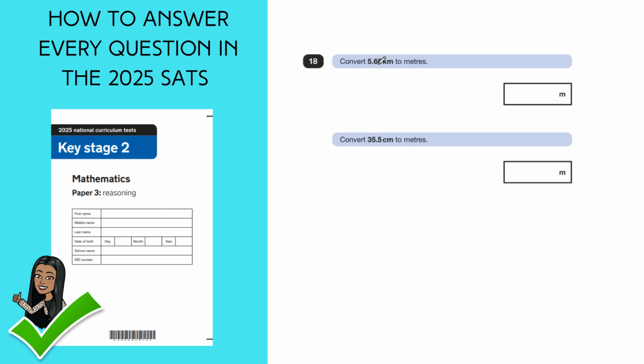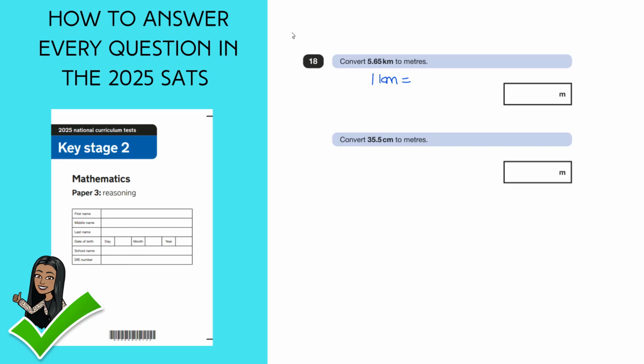Convert 5.65 kilometres to metres, and then convert 35.5 centimetres to metres. Both are converting to metres. One's going from kilometres, one is going to metres. Now what I often recommend, if we're doing any kind of conversions, to avoid confusion, is to write what 1 kilometre is worth in metres.